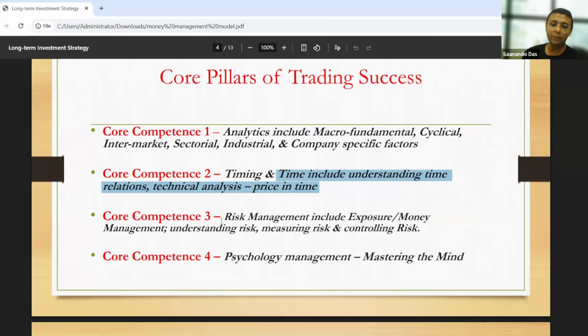Then comes core competence area number 3, risk management, which is a pretty vast topic but can be divided into the following parts. One is exposure and money management that we'll discuss today. The other part, which is a little more complicated, is understanding risk, measuring the risk which cannot be fully done, and controlling the risk.